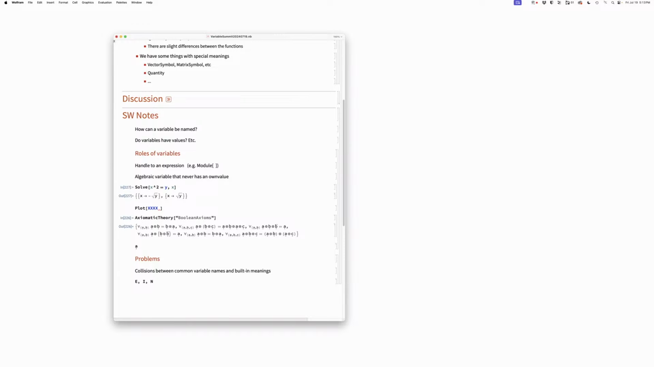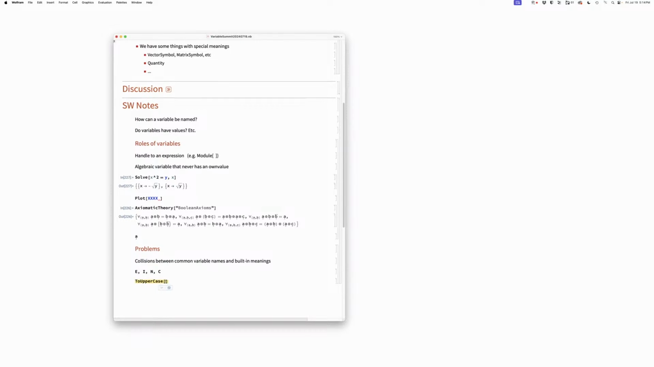But you don't really know. Even C has a built-in meaning for us. Which ones actually? If I just do this, let's say ToUpperCase of the alphabet, and now let's say ToExpression of that. Oh, look at that. That's exotic. And now, how should I do this? This is going to blow my system up, isn't it?